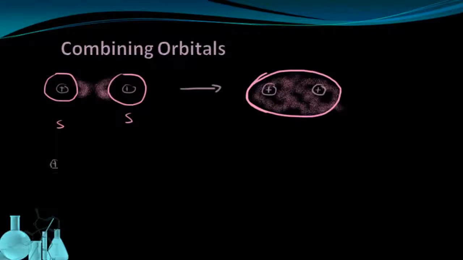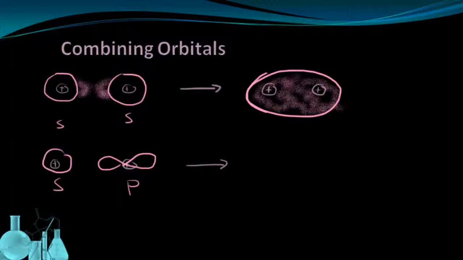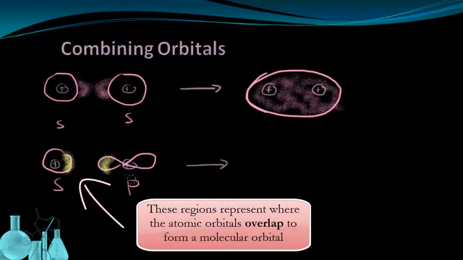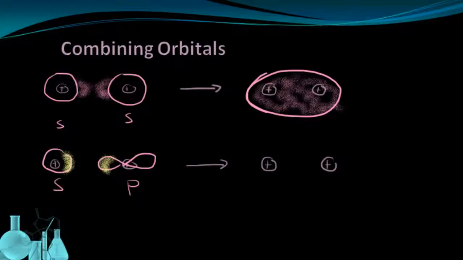The next thing we could look at is a case where you have the s orbital of one atom joining with the p orbital of another atom. This is going to give you a situation where, again, you're going to have overlap, but the overlap is going to be in these areas. It's going to overlap between this and then this side of the p orbital, the part that's pointing towards the s orbital of the first atom. And that will result in an area that looks something like this.